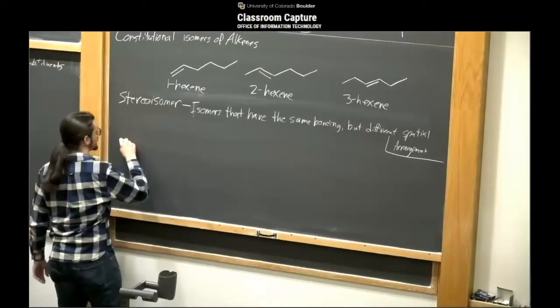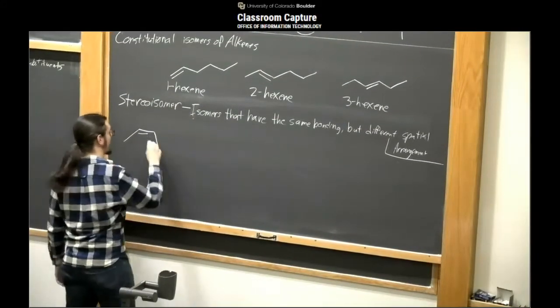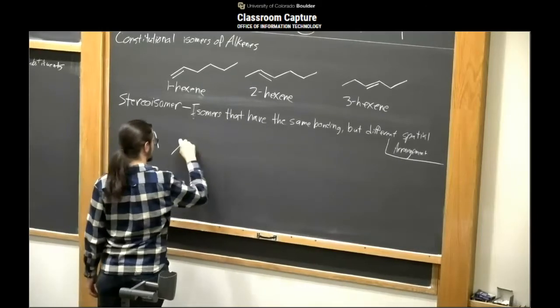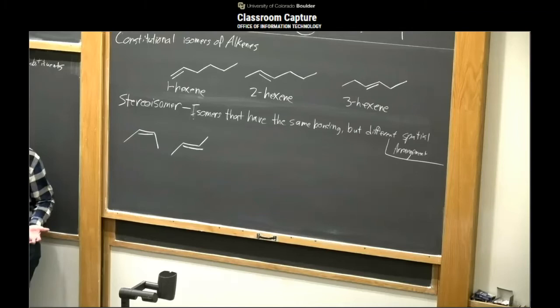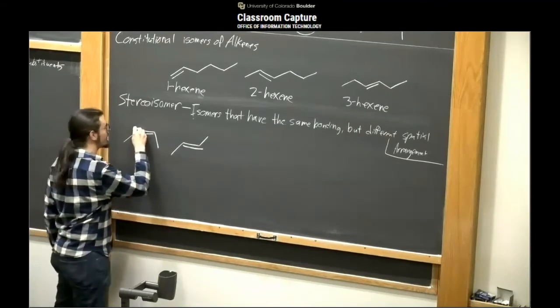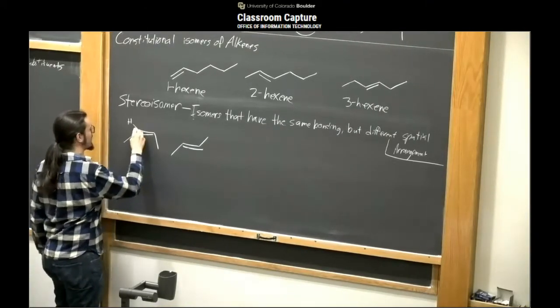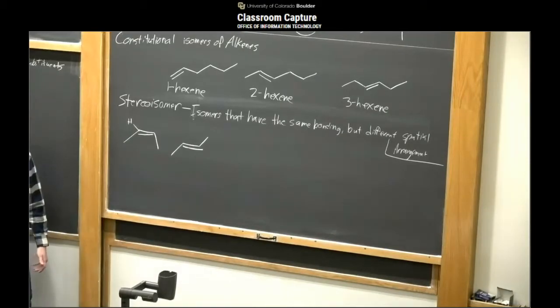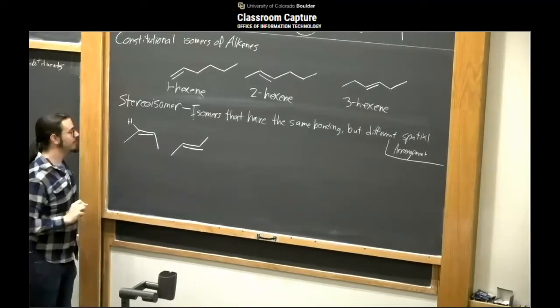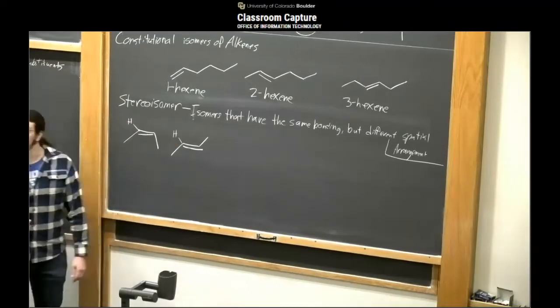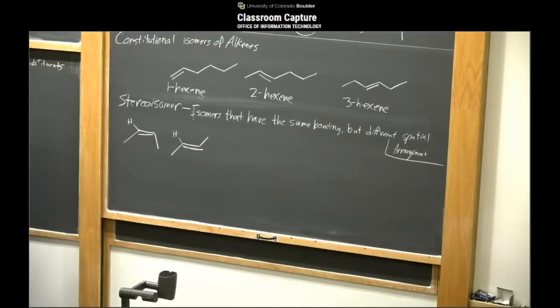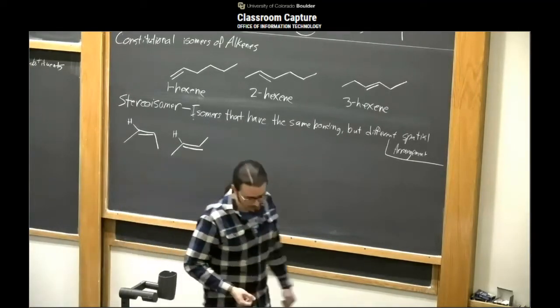These two molecules are good examples of stereoisomers of each other, because they have the exact same bonding. If we look at this carbon right here, it's bonded to both a methyl group and a hydrogen, as well as the rest of the alkene. And this one's also bonded to a methyl group and a hydrogen, as well as the rest of the alkene. But the molecules behave differently and give you different products when you actually do reactions with them.